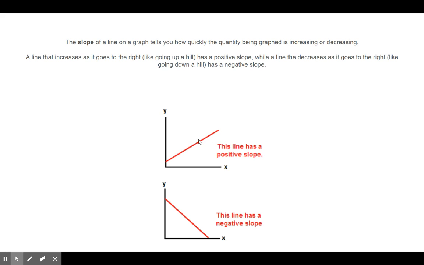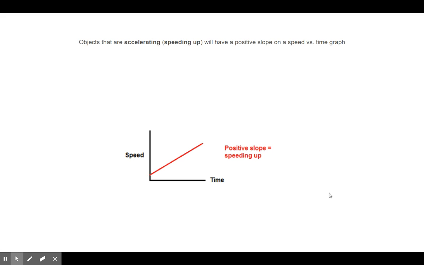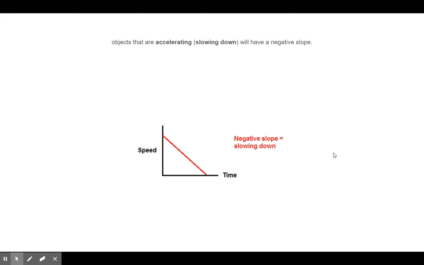The slope of a line on a graph tells you how quickly the quantity being graphed is either increasing or decreasing. A line that increases as it goes to the right, like going up a hill, we call a positive slope. While the line decreases, we call it a negative slope. Objects that are accelerating or speeding up, remember accelerating also means slowing down, but in this case it's speeding up, will have a positive slope. Objects that are slowing down will have a negative slope.